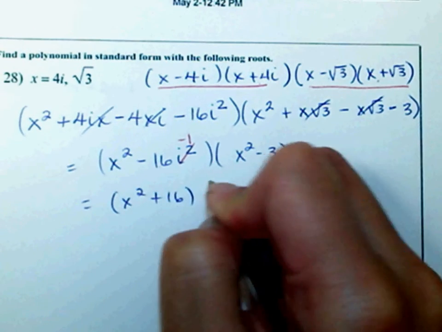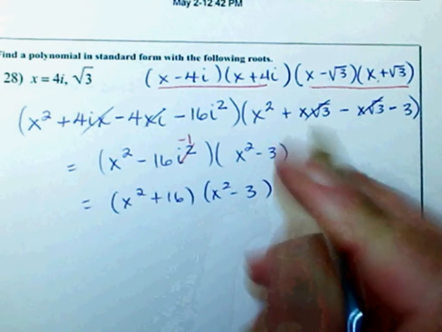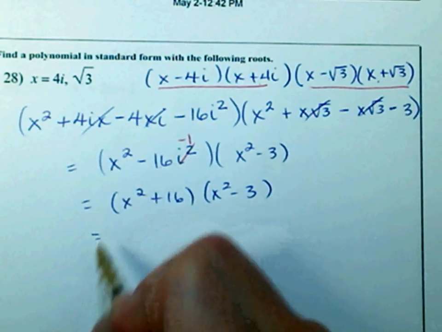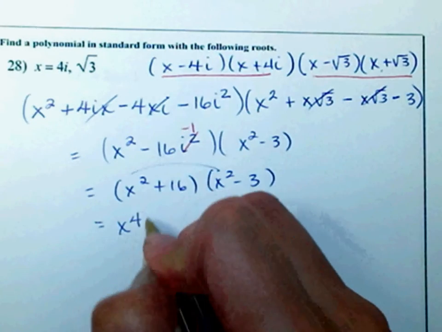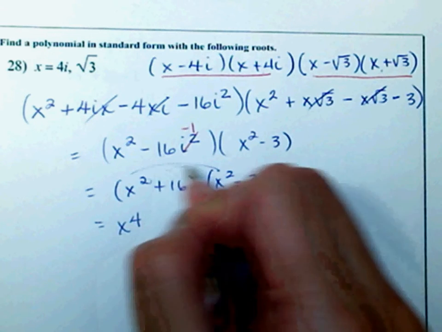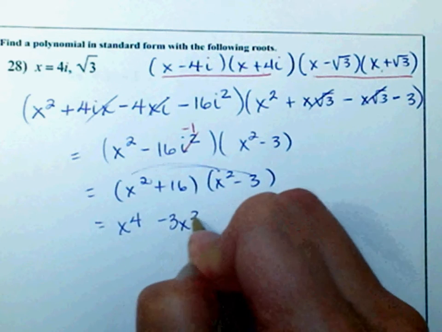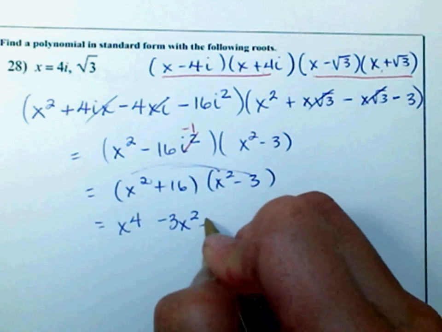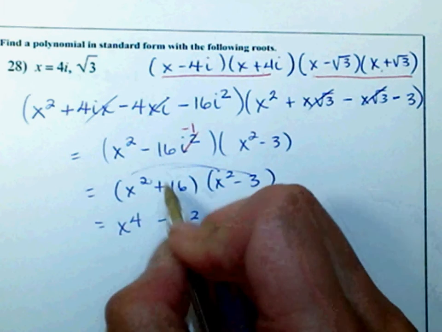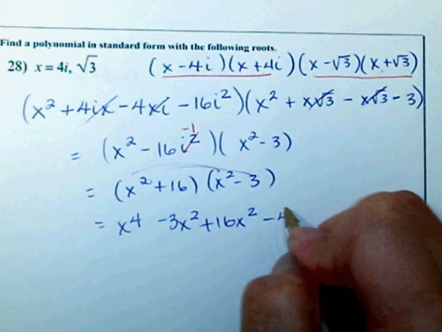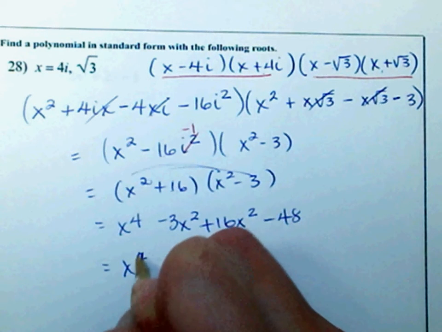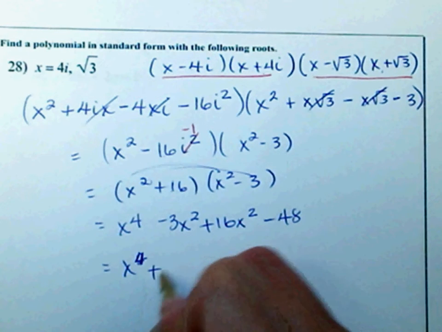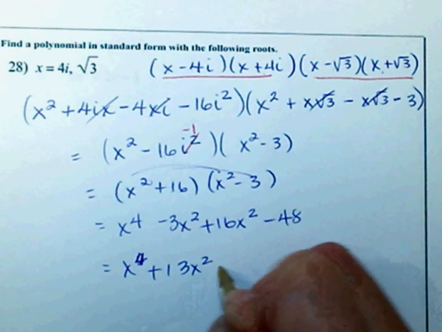Okay, distribute some more. X squared times x squared is x to the 4th. X squared times negative 3 is negative 3x squared. 16 times x squared is positive 16x squared. 16 times negative 3 is negative 48. So that leaves you with x to the 4th, combine like terms, plus 13x squared minus 48. There you have number 28.